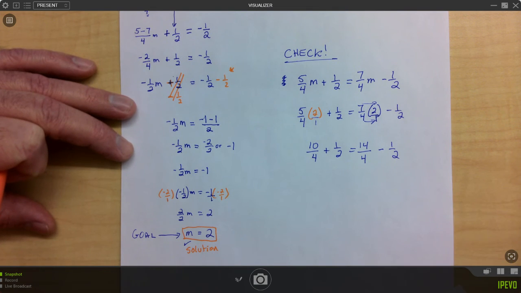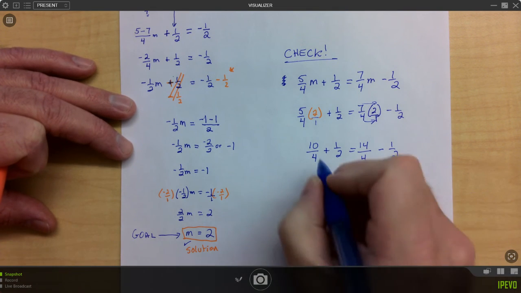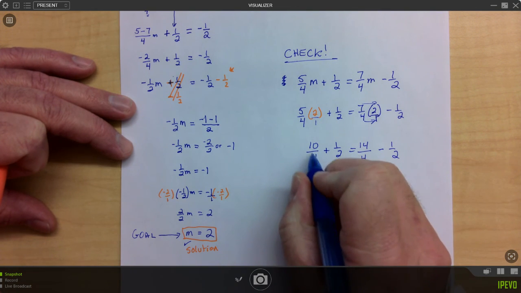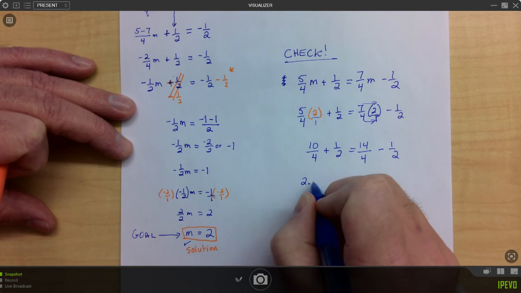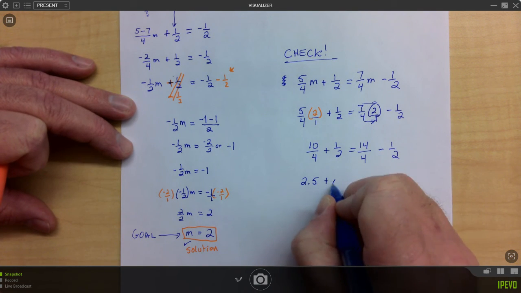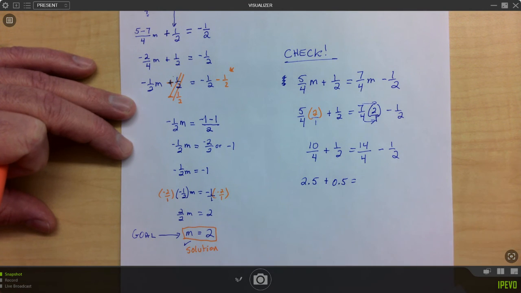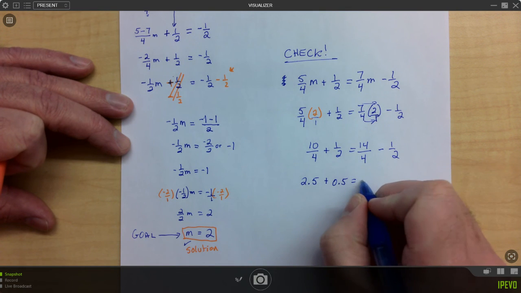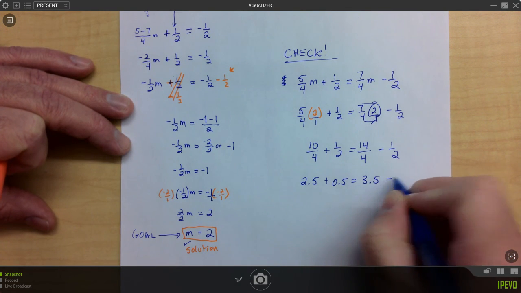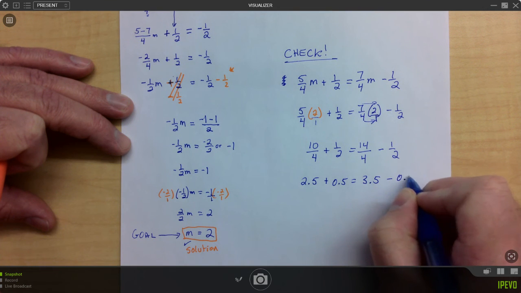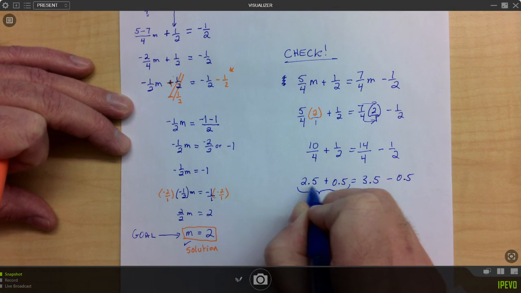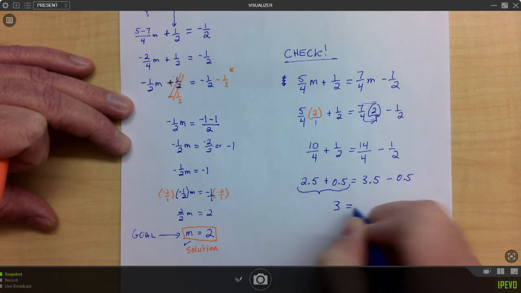At this point, I'm super tempted to just convert these to all decimals. What's 10 divided by 4? I'm doing the literal interpretation of fractions. It's division. What's 10 divided by 4? 2.5. What's 1/2 as a decimal? 0.5. What's 14/4? 14/4 is 3.5. What's 1/2 as a decimal? 0.5. And look what we have here. 2.5 plus half, or 2.5 plus 0.5, is equal to 3. 3.5 subtract 0.5 is 3.